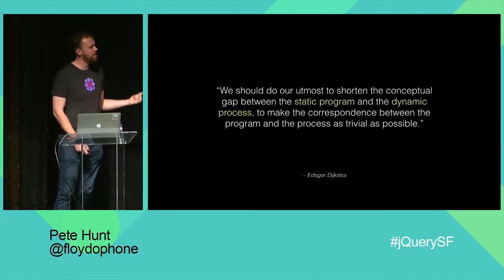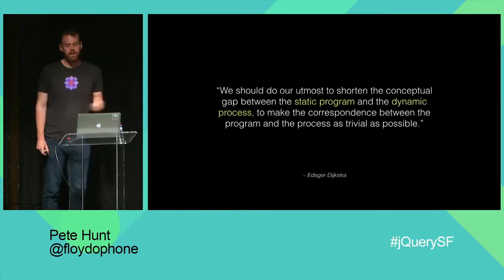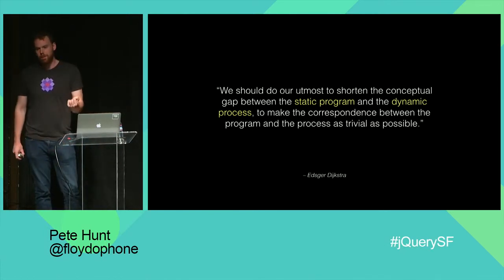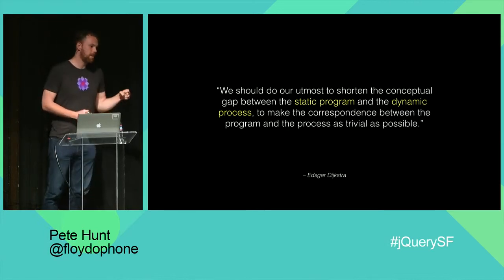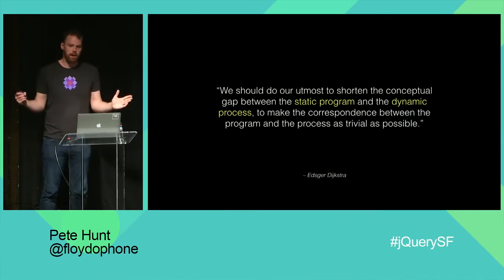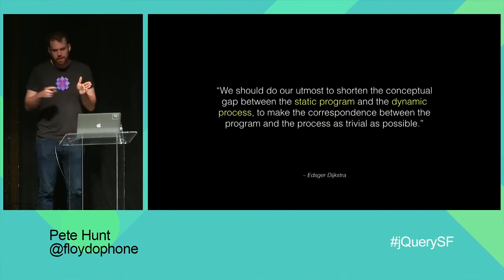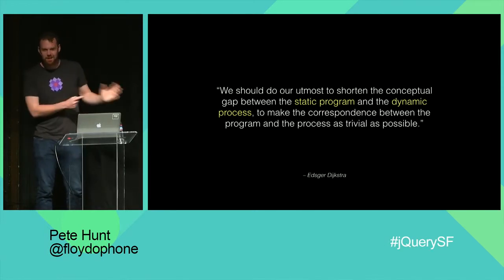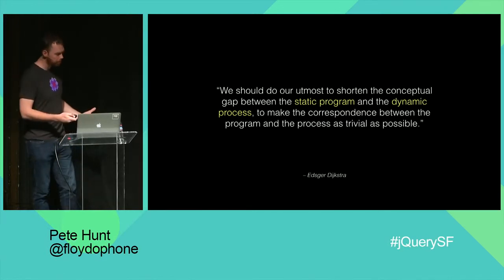I like to pull out this Dijkstra quote a lot because it describes React exactly. We like to shorten the conceptual gap between the static program and the dynamic process. What this basically means is we want to make processes that execute over time look like they're executing at a single point in time, because our brains are really good at keeping a couple of pieces of information in them, and as you have a process evolving over time, you have to keep the entire history of everything that's happened in your brain to figure out what the hell's going on.